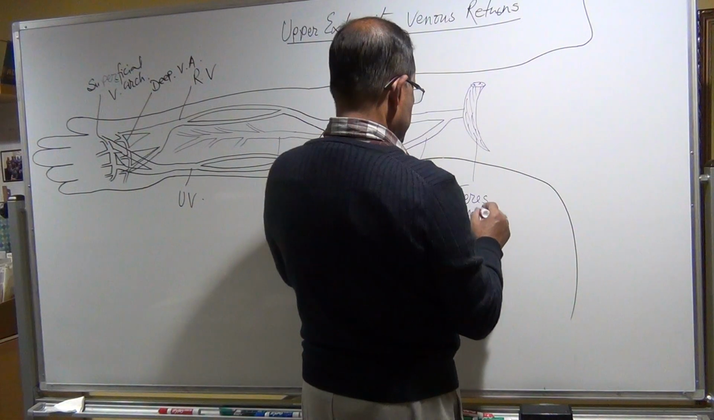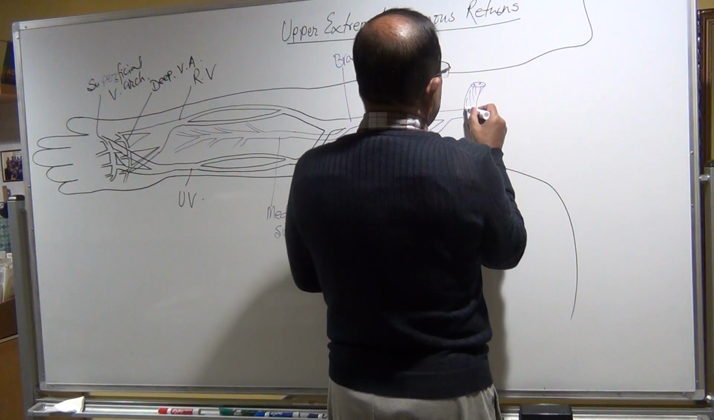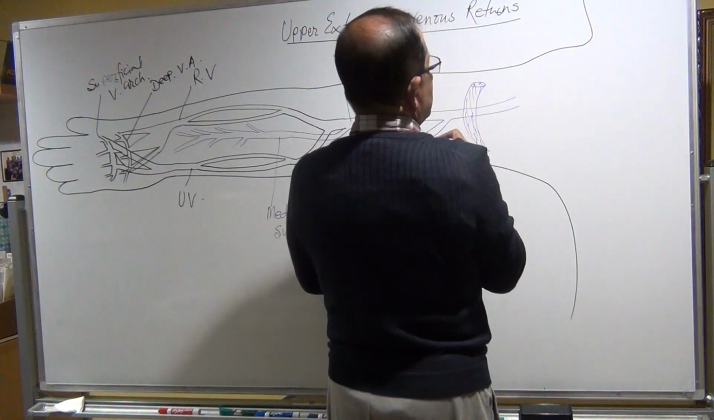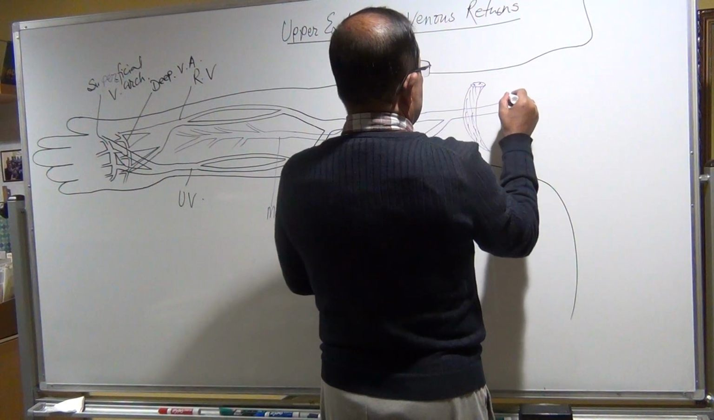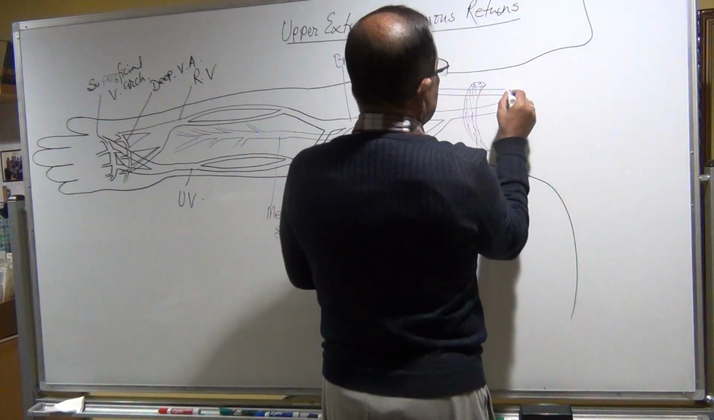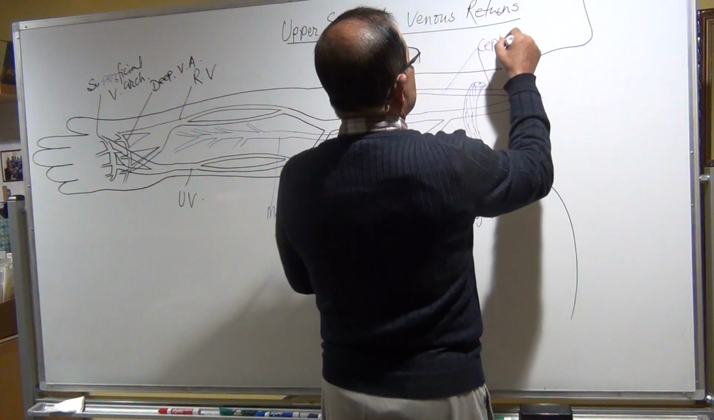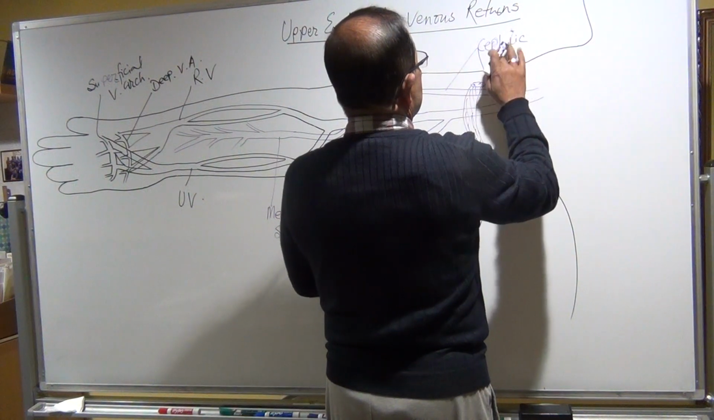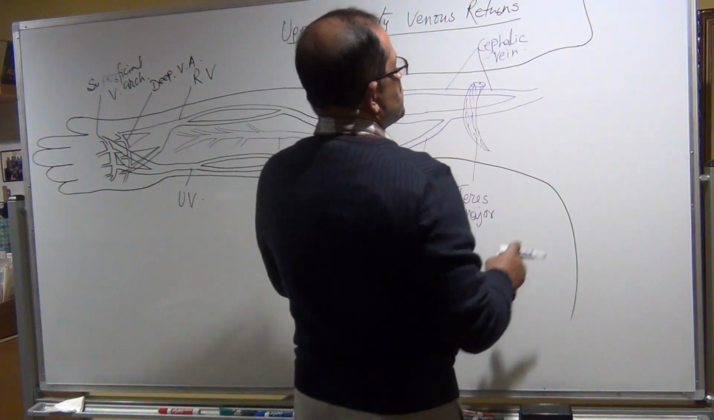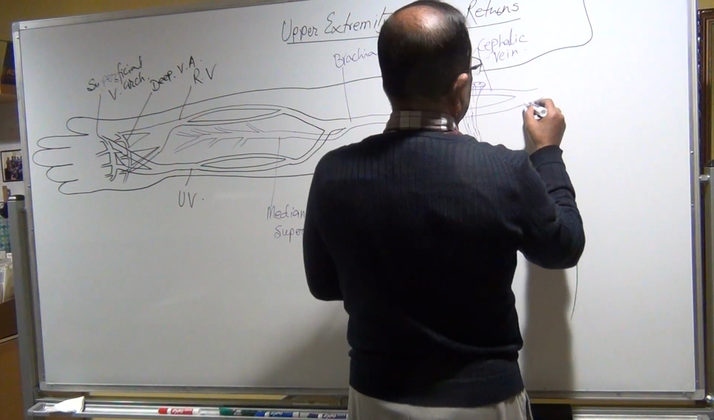Teres major muscle, and then its name is axillary vein. This axillary vein receives blood from the cephalic vein. So this is cephalic vein. Okay, so now this is axillary vein.